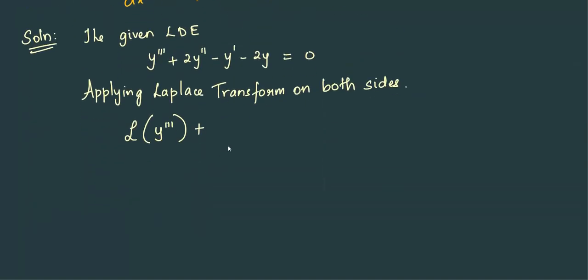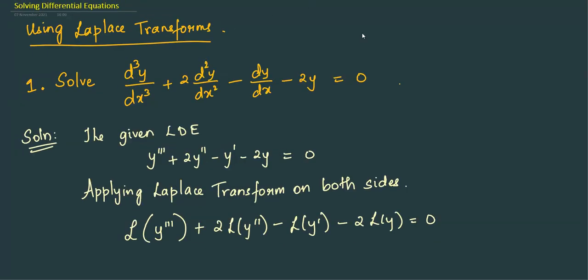Okay, I have to give the given conditions. I'll just do that. Laplace transform of the second derivative minus Laplace transform of the first derivative minus 2 times Laplace transform of y. Okay, here the given conditions: y of 0 is 0, y dash 0 is 0, y double dash 0 is 6.